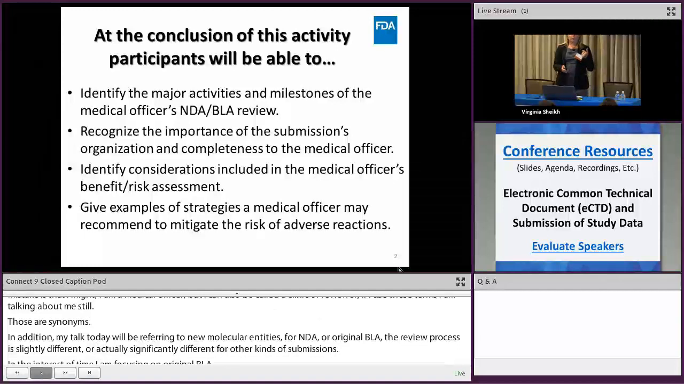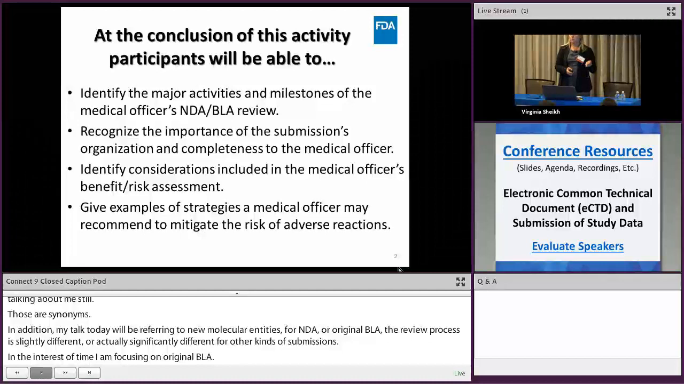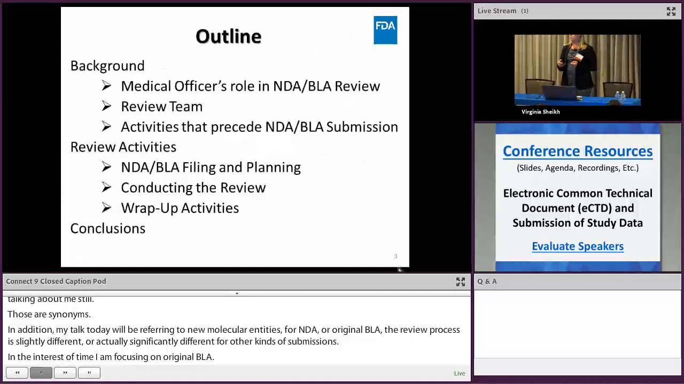So today, I'm hoping I can get 4 things across to you. I'm hoping that you'll have an idea of the major activities and milestones that the MO will perform during the NDA or BLA review. I'm hoping that you'll recognize the importance of the submission's organization and completeness to me, the medical officer, and also identify considerations that are included in the MO's risk-benefit assessment. And I'm hoping that you'll be able to give some examples of strategies that the MO might use to recommend for mitigating adverse reactions of a product.